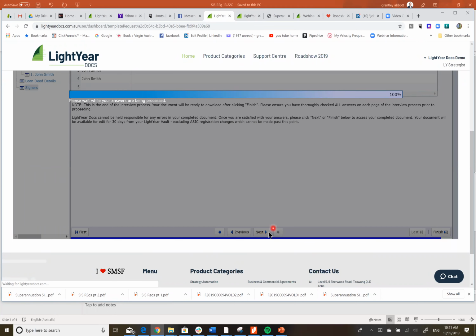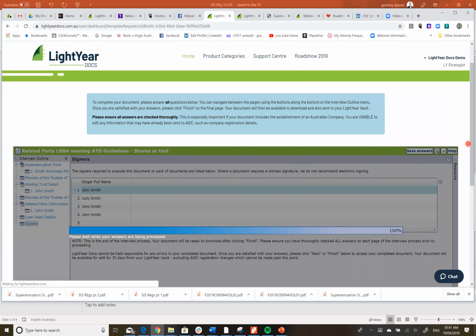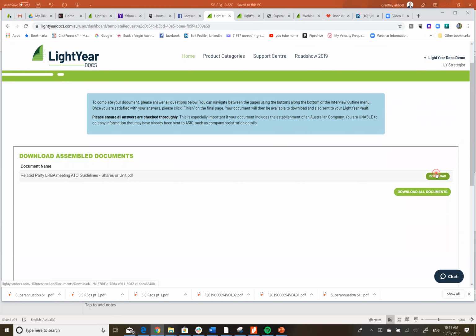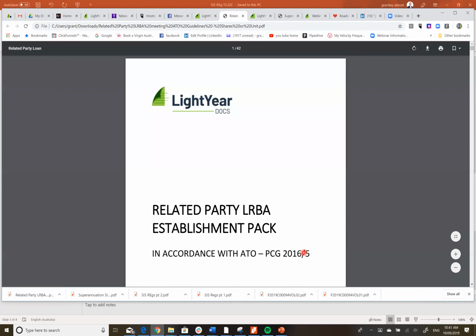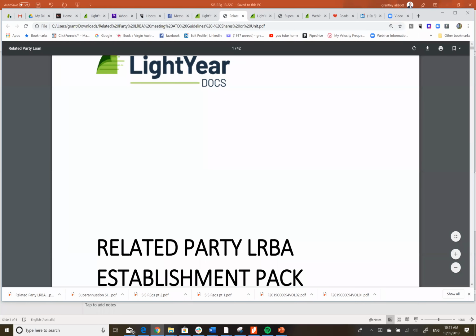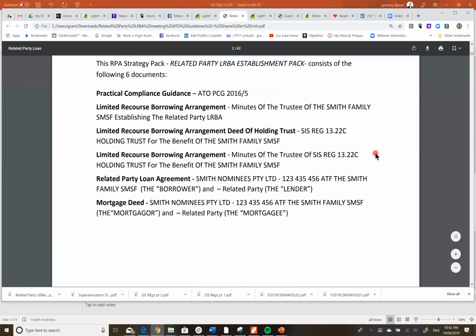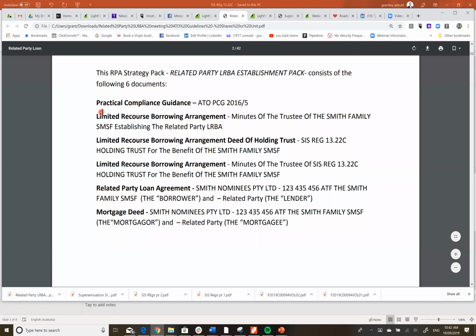As you can see, I've done that in about 15 minutes, both the 1322C Trust and now the LIBA. Obviously, the LIBA you do a little bit later on. So up at POPs, the related party LIBA establishment pack for shares and units. These are all the documents we've got with it. I won't spend all the time in there, but you've got the commissioner's guidance, and you've got the borrowing arrangement.